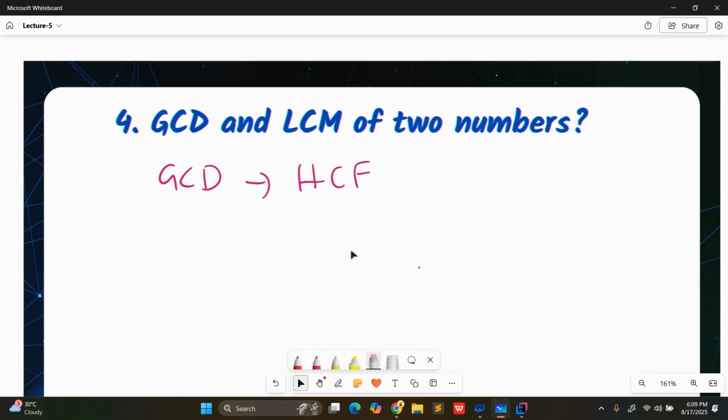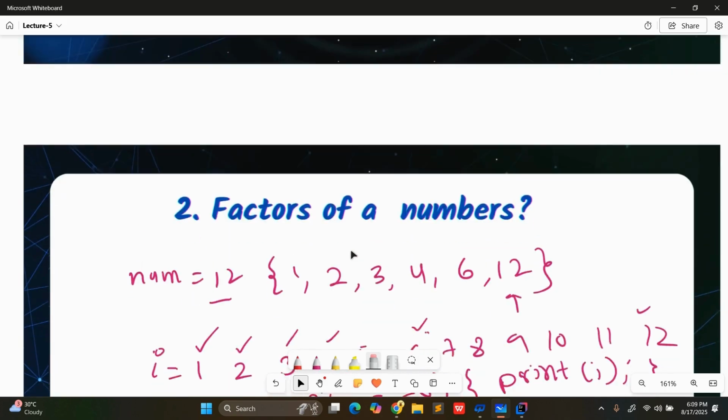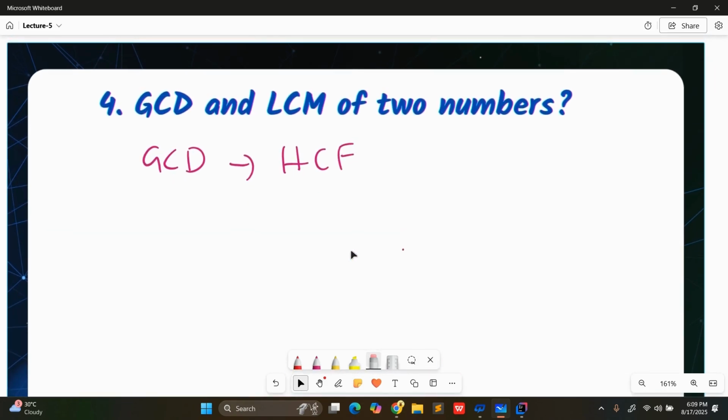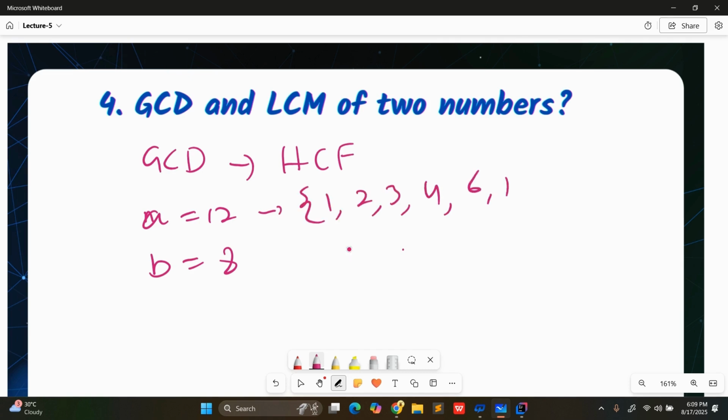The last three questions, from second two, three, four, are completely based on factors only, right? So you can use similar logic for all these questions. I will be having A is equal to 12, B is equal to 8. What I can do is write the factors of 12: 1, 2, 3, 4, 6, 12 are the factors of 12. And factors of 8 are 1, 2, 4, 8.